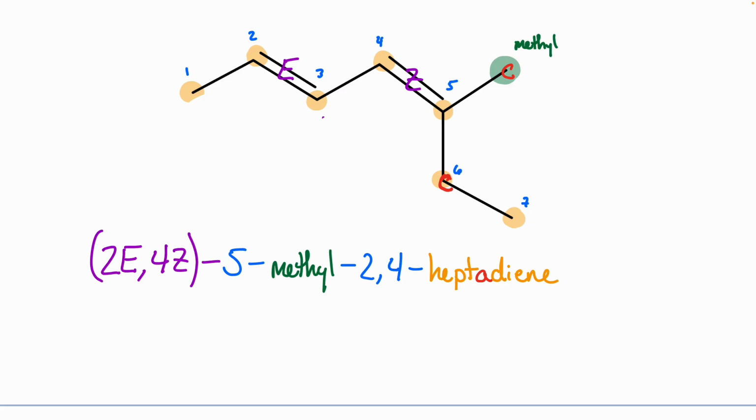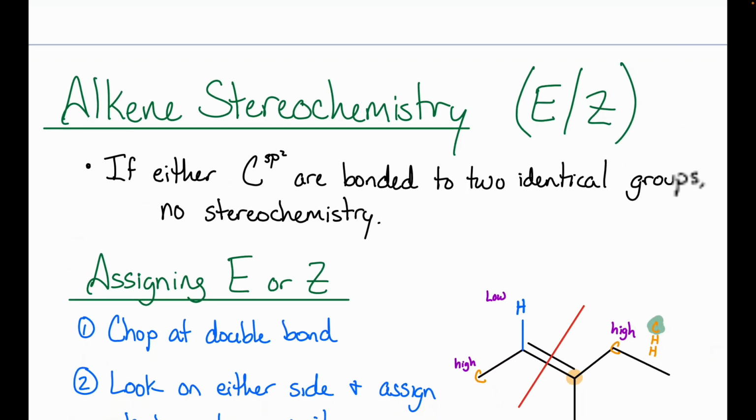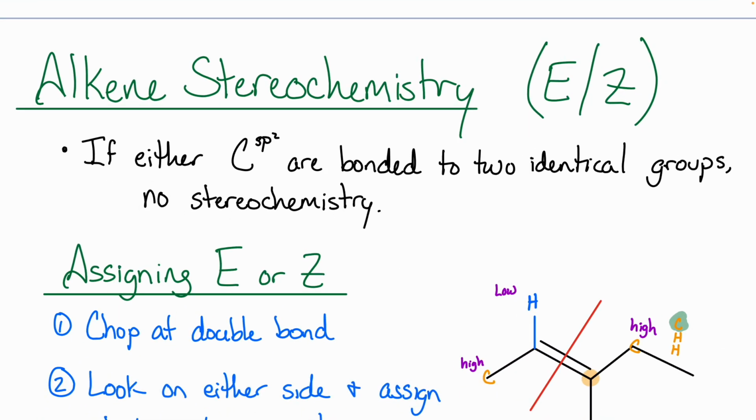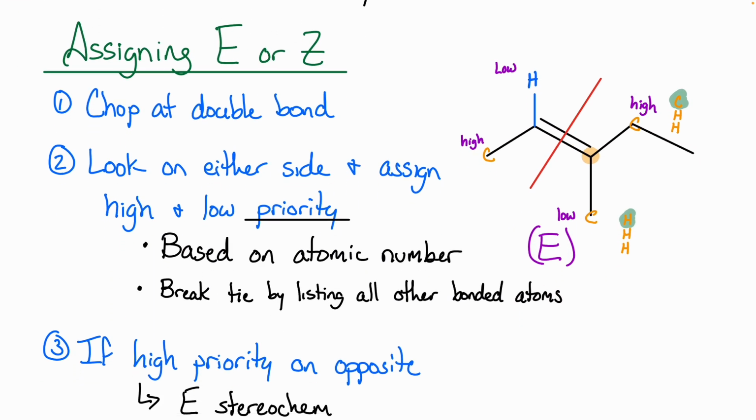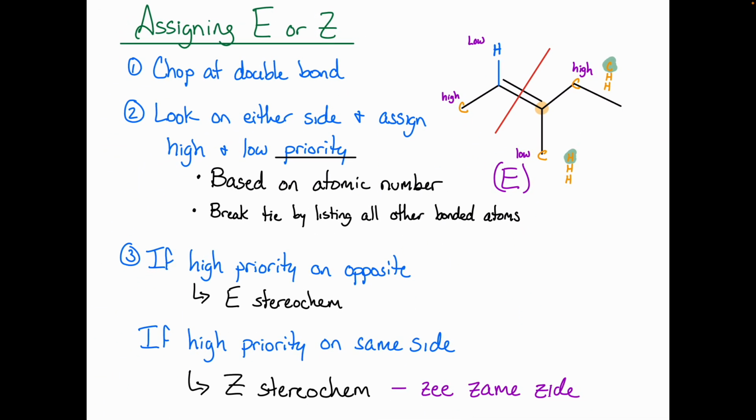All right, beautiful. Okay, so we have to first identify whether or not our carbon-carbon double bond has stereochemistry. So again, unless it's bonded to 2 identical groups, there's going to be some stereochemistry associated with that. And then we have to play this game here to assign our stereochemistry.